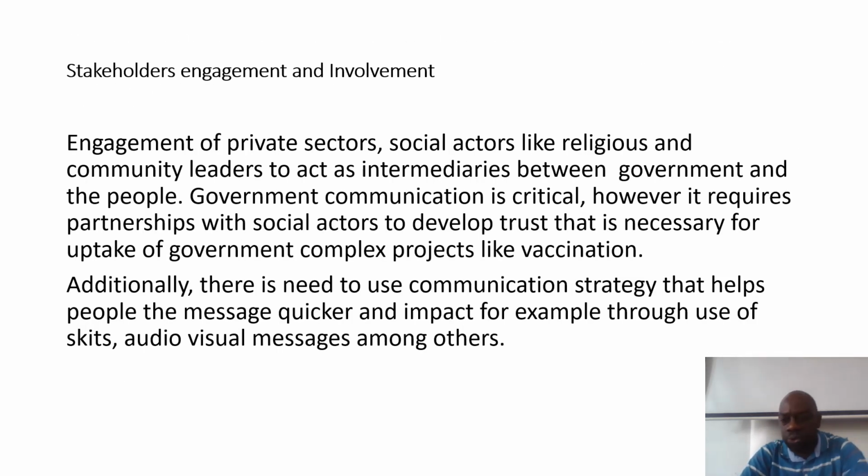So when it comes to strategies to address the complexities, the first one we want to highlight here is stakeholder engagement and involvement. Engagement of private sector and social actors like religious and community leaders to act as intermediaries between government and the people. Government communication is critical. However, it requires partnership with social actors to develop trust that is necessary for uptake of government complex projects, like vaccination as an example. Additionally, there is need to use communication strategies that help people get the message quicker and the impact, for example, through the use of skits, audio visual messages, and others.